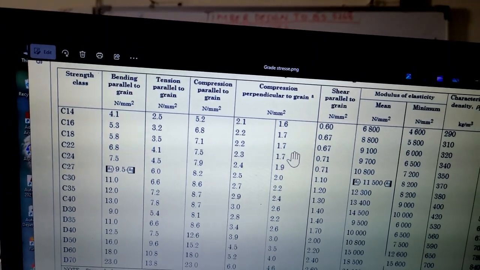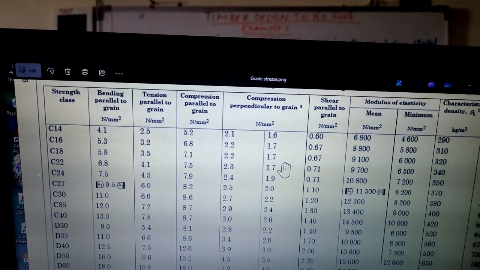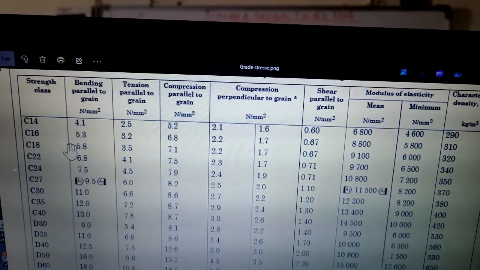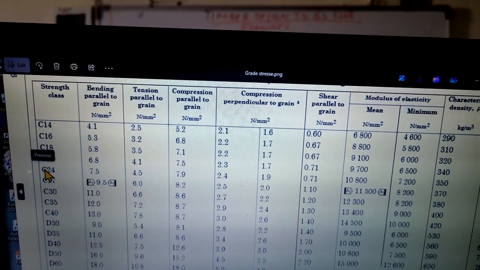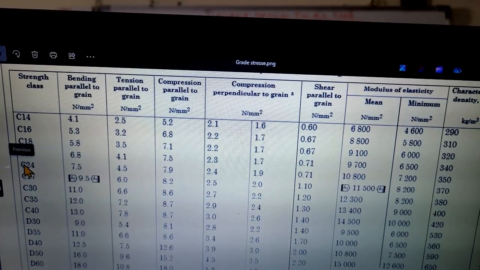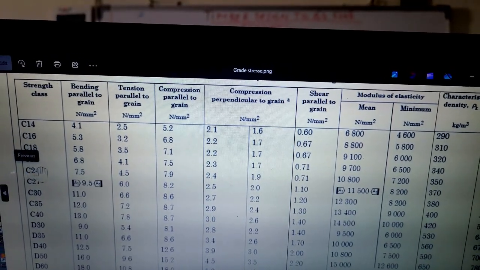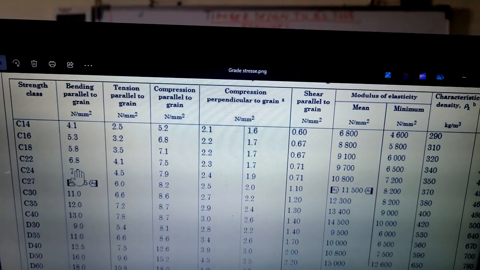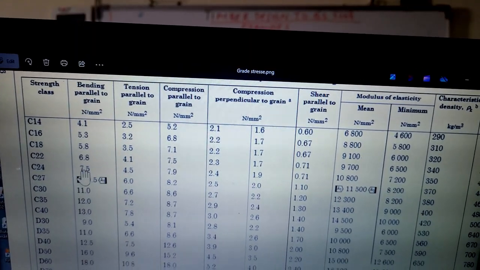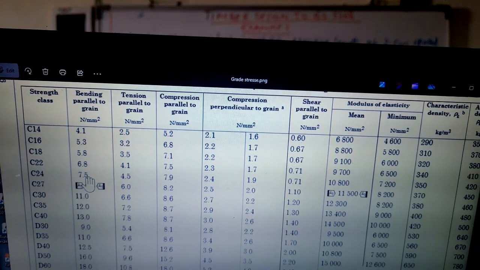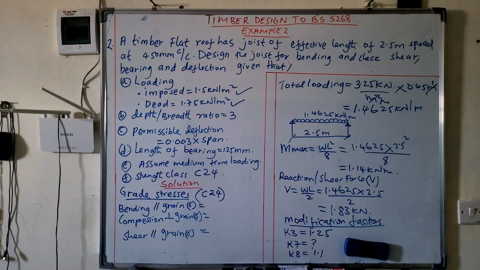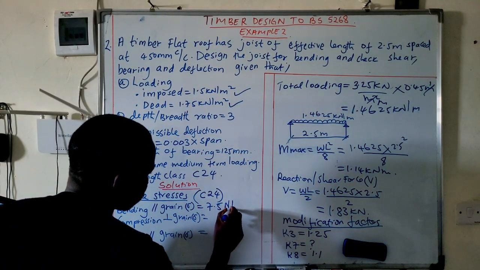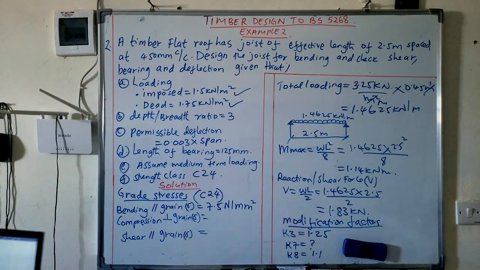So that is the table. As you can see, our strength class is C24. So C24 is here. You can see the movement of my cursor. So we will go straight to the second column for bending parallel to grain. So you can see where my cursor is. So that is 7.5. So we will write here 7.5 Newton per millimeter square.